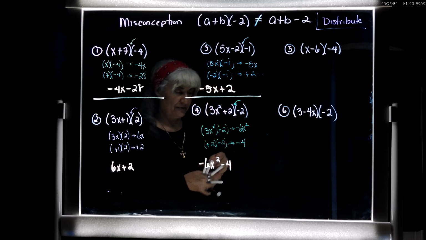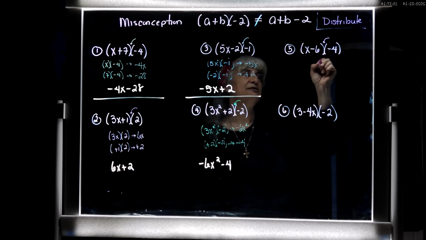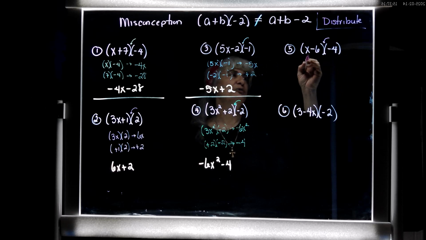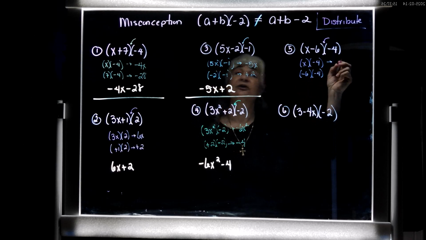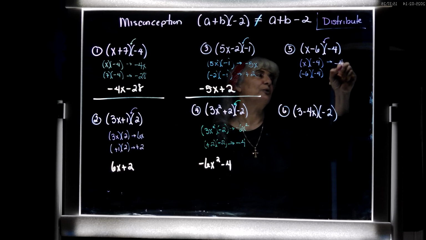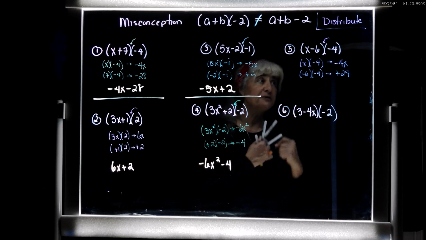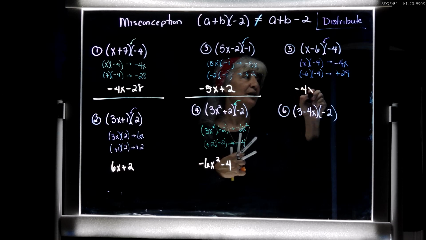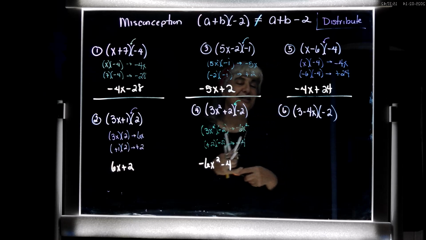Down to the last two. Do you have them? What operation's in between? Multiplication. So you're distributing the -4 to the x as well as to the -6. Good. So, -4x and +24. Your answer on this problem, -4x plus 24. Good.